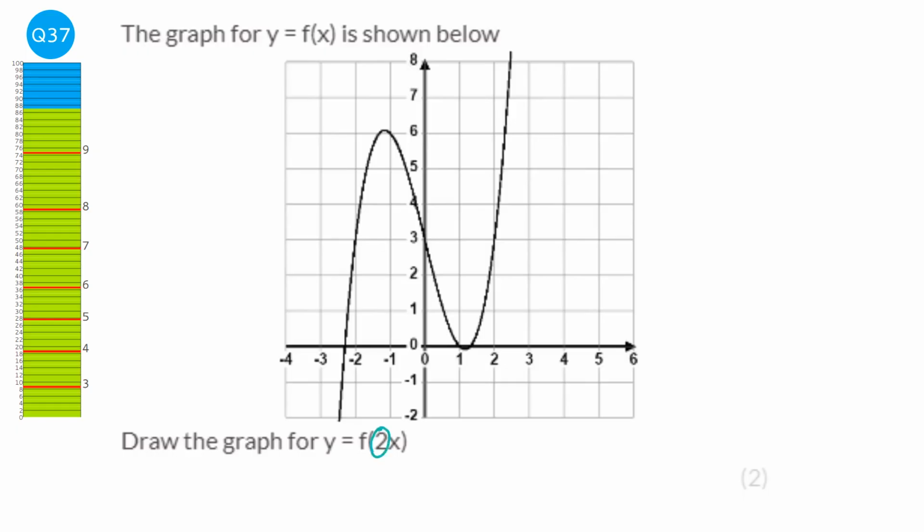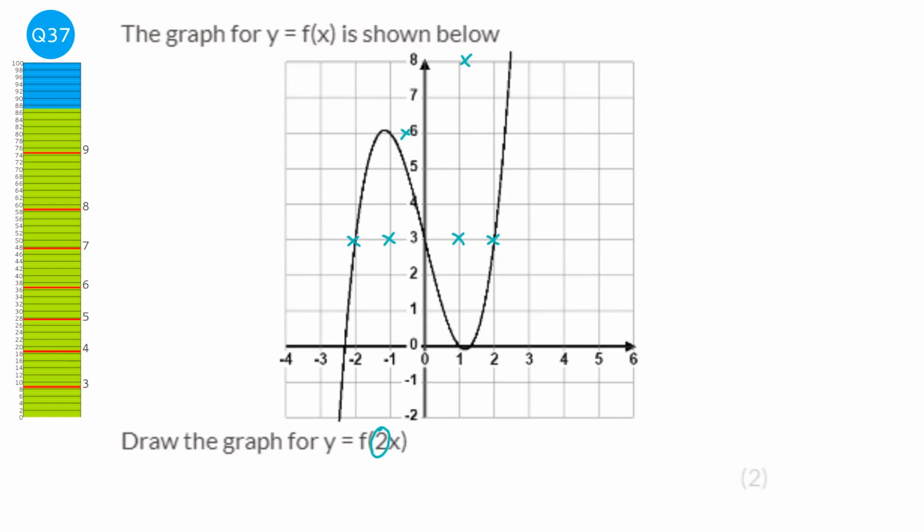When we have a times 2 inside the function, so it's 2x, it actually does the inverse to the x coordinates. So it actually divides all the x coordinates by 2. So if we see this coordinate here, which is 2, 3, that will now become 1, 3 on our graph. And this one here is at minus 2, 3, that will be minus 1, 3. And similar to all of these points, we're just dividing each of the coordinates by 2. We're halving each of the coordinates.